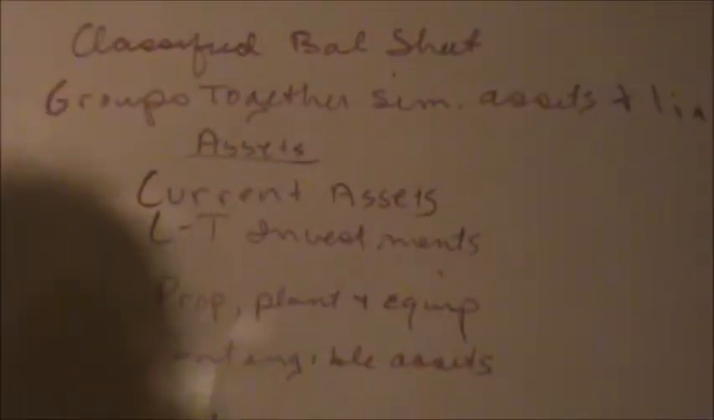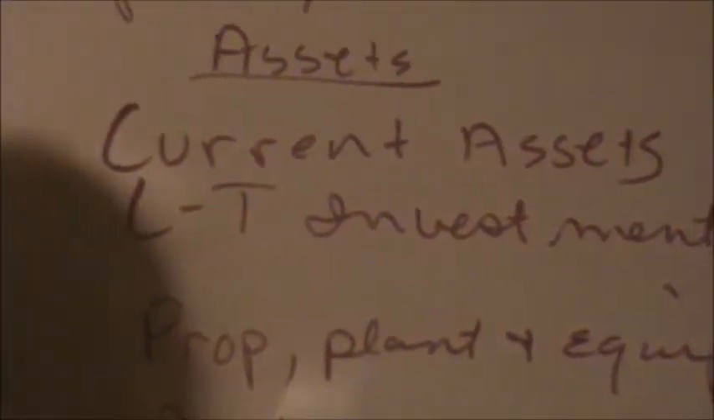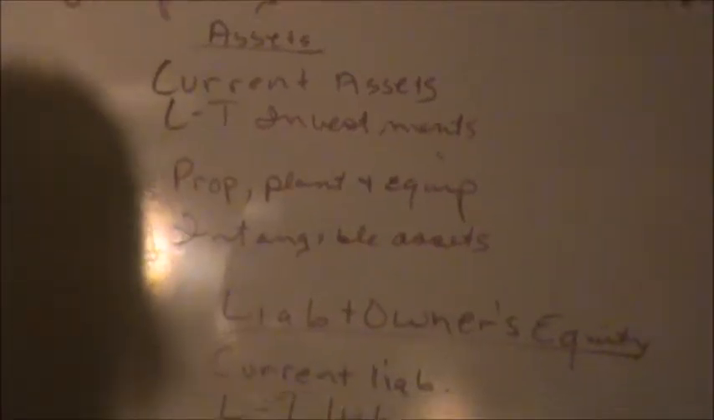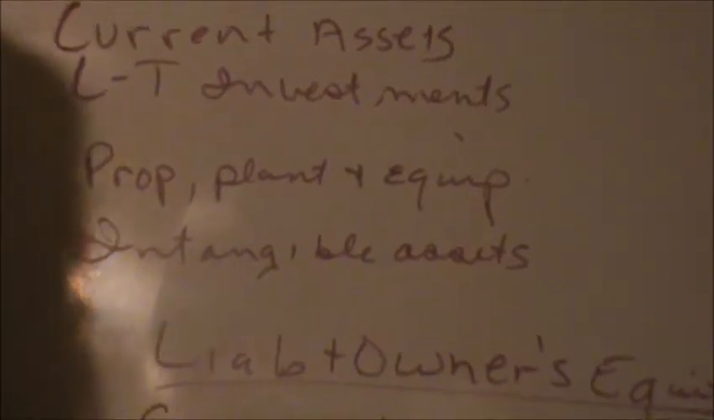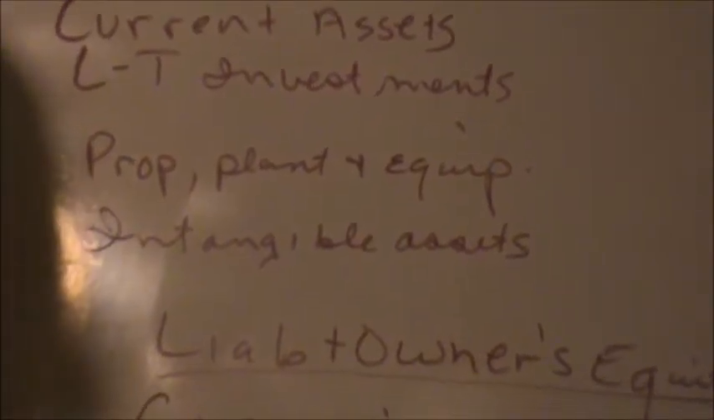Okay, classified balance sheet. All the classified balance sheet is doing is grouping together similar assets and liabilities. So we have current assets. Those are assets that are going to be used within the next year or the next accounting cycle. Long-term investments, those are items, of course, that are going to last more than a year. Those could be various investments. Maybe we've invested in another company. Property, plant, and equipment is various pieces of equipment or property that we might have that is going to last us for longer than 1 year or the operating cycle.